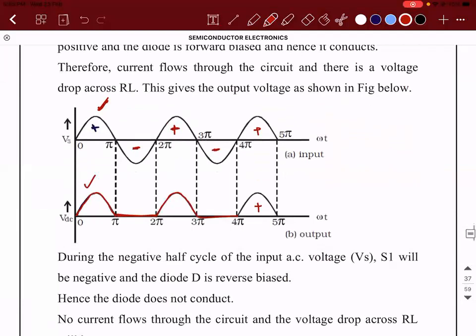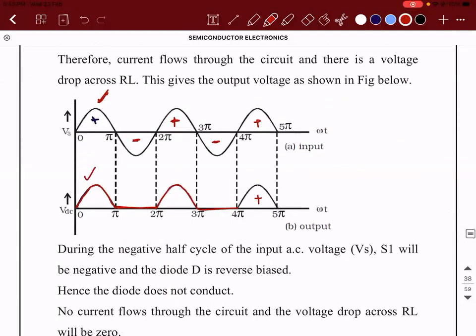Now I have an important point to take here. During the positive half cycle, you are able to observe that the diode has conducted and you're able to see the output. Negative half cycle is cut off. Means out of the full wave that you have, only half wave has got rectified. That is the reason why we call this a half wave rectifier. Are you able to understand this? So that's the reason why we call it a half wave rectifier.